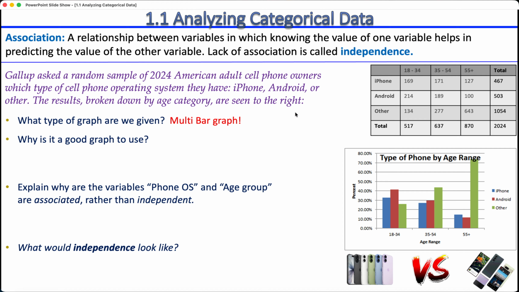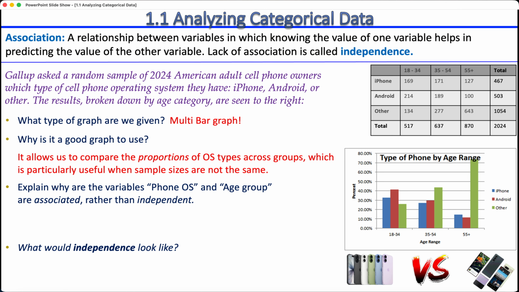Why is this a good graph to use? I think it's a good graph to use because it allows us to compare proportions. Notice the y-axis is percent of operating system types across groups. This is particularly useful when the sample sizes, either the rows or columns, are not the same. But remember, proportions are better than raw frequencies for comparing, especially when the totals are not the same. That makes it very hard for us to compare quantities. But here we can pick up on some patterns between the different age groups.